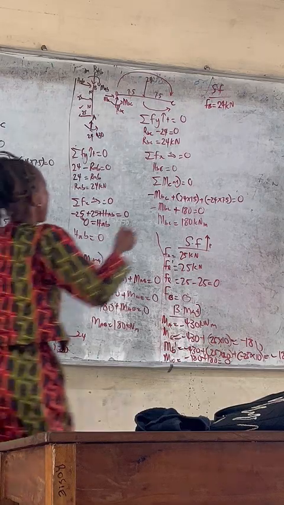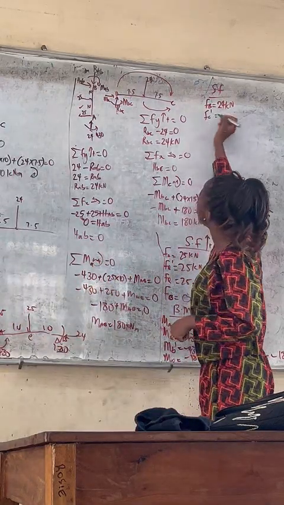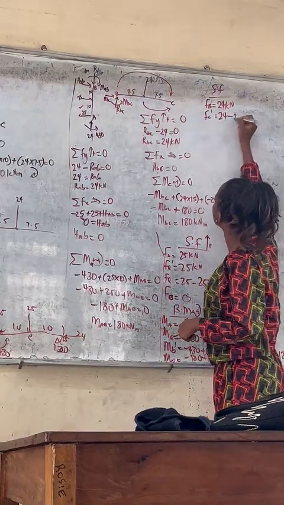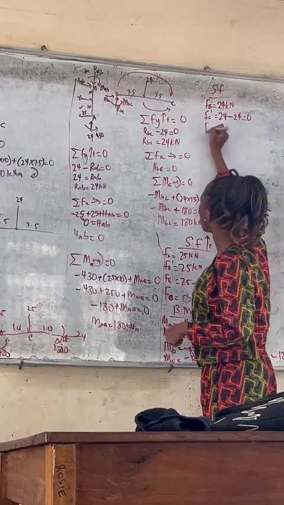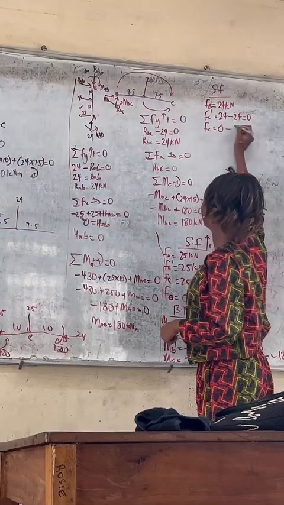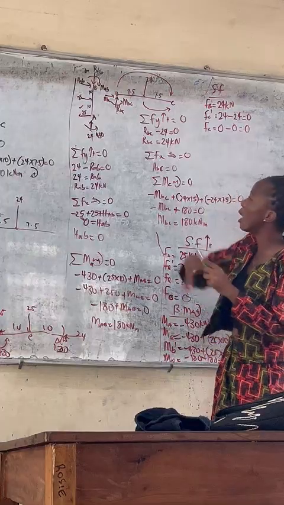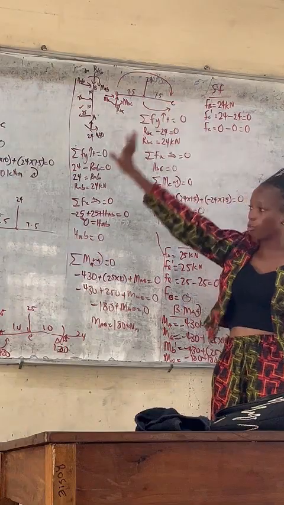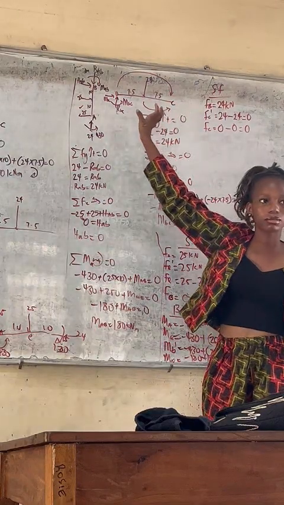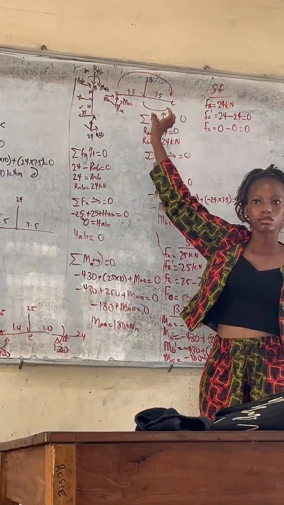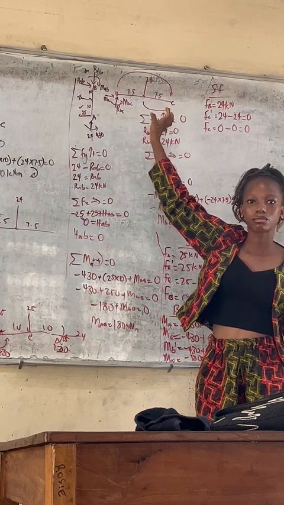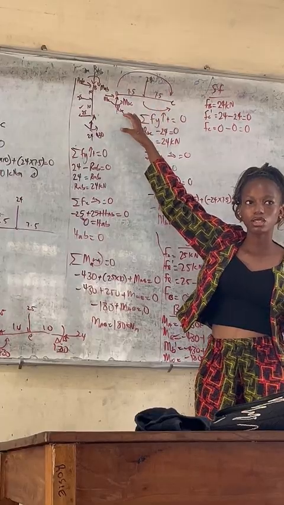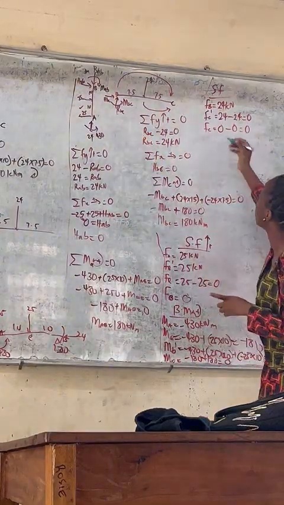So we have our SC prime, which is going to be 24 minus 24, which is 0. And our SC is now 0 and 0, because there is no force acting at C. From the question, no force is acting. Do we get it now? So that's for our shear.